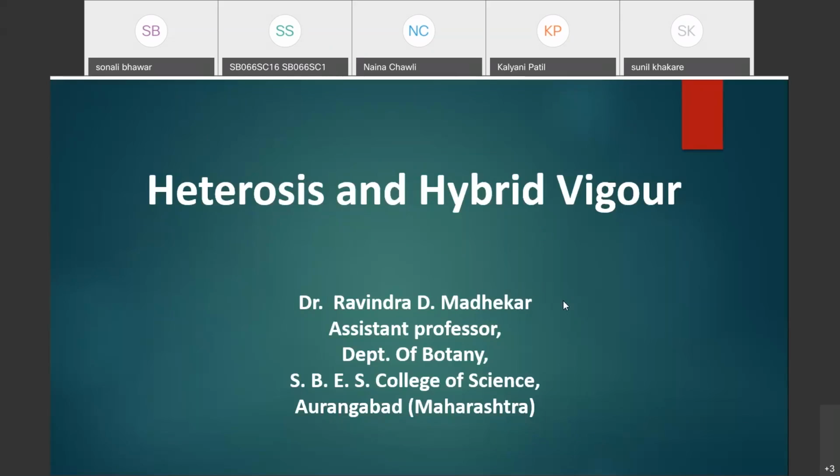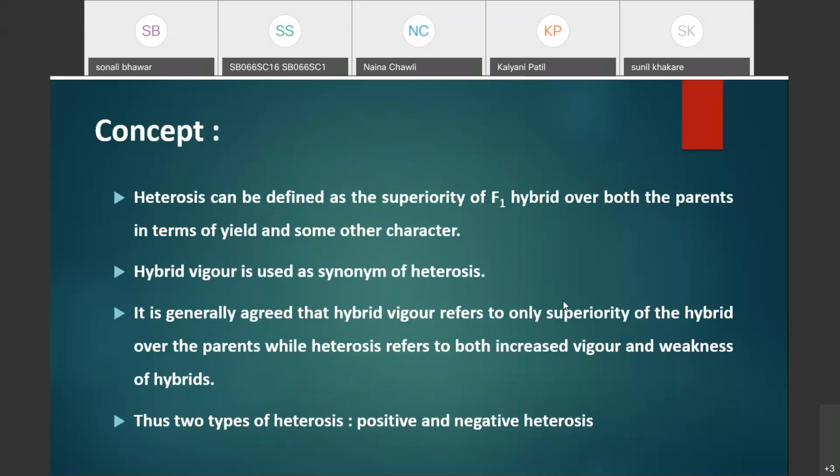First of all, the concept of heterosis, or the definition of heterosis: what is meant by heterosis? Heterosis can be defined as the superiority of the F1 hybrid over both the parents in terms of yield and some other characters.